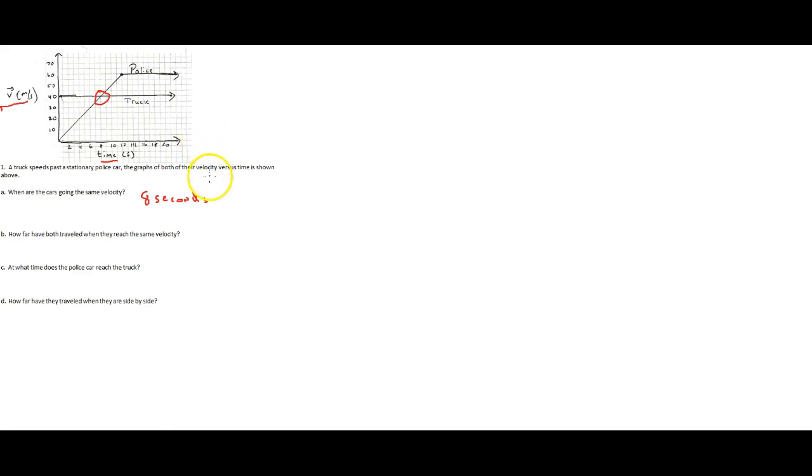How far do both cars travel when they reach the same velocity? Well, that would be this point right here at 8 seconds. So the truck's been traveling at a constant 40, so it would make a rectangle for the area under the curve. The area would be a rectangle, 40 times 8. And so that's 320 meters. And so the truck has done 320.